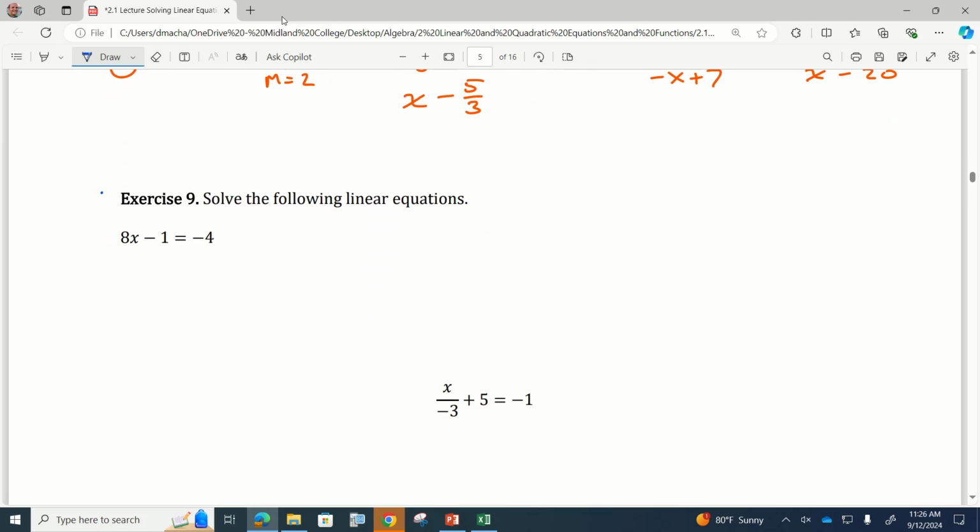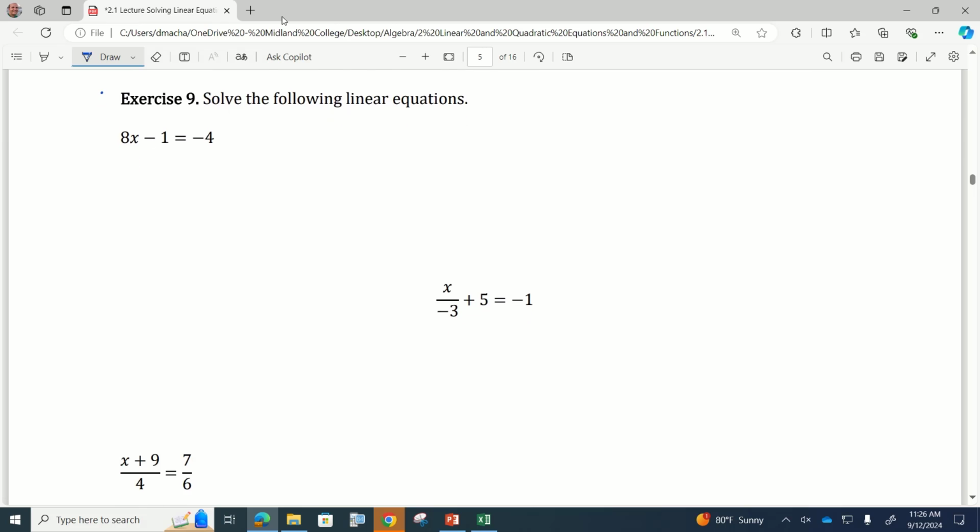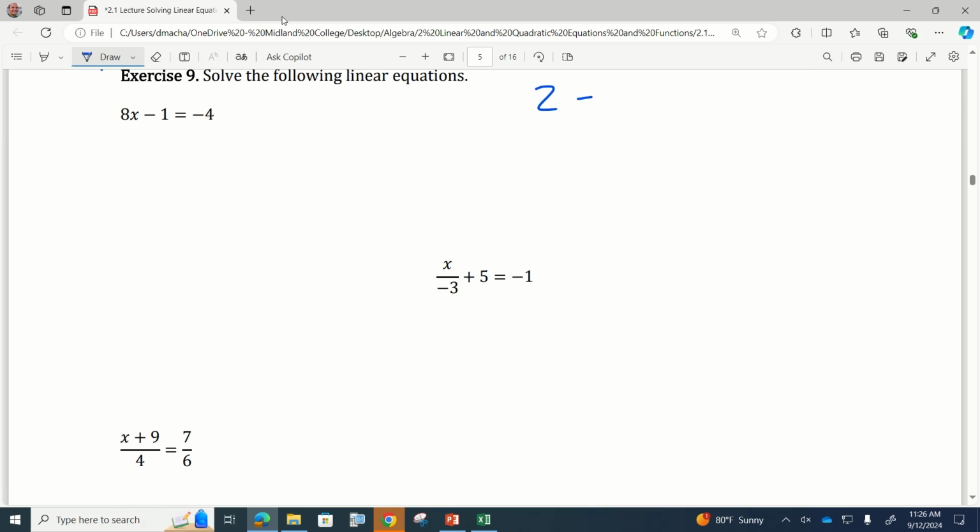Solve the following linear equations. These are sometimes called, in an algebra class, two-step equations because it takes exactly 2 steps to solve the equation. If I wanted to solve 8x minus 1 equals negative 4, what's the first step? Just get the negative 1 on both sides, so add 1. Add 1 to both sides.